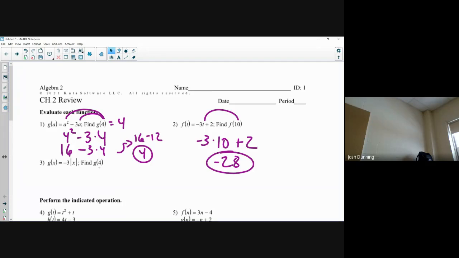And now 3, those are absolute value bars. Absolute value is always positive unless it's 0. So the absolute value of 4 is 4. That becomes 3 times 4. Well, negative 3 times 4, negative 12.